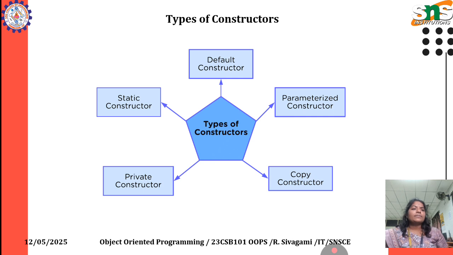The simple flowchart for a constructor is the types of constructor. The first one is static constructor, default constructor, parameterized constructor, private constructor, and then the copy constructors. These are all the types of constructors.